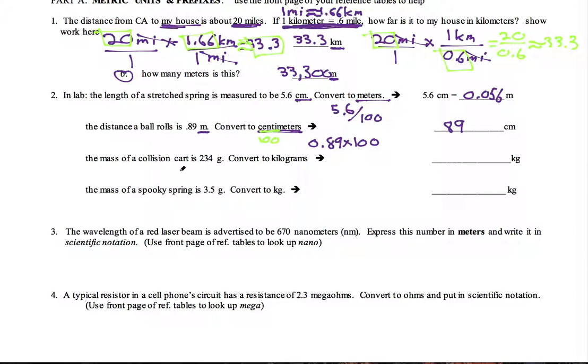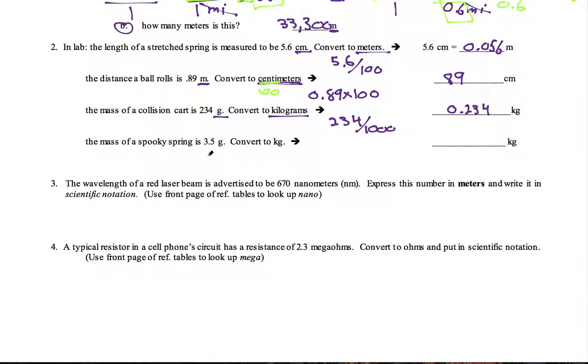The mass of a collision cart is 234 grams. Convert it to kilograms, so small to big now again. So just like up here, kilo meant 1,000, down here, kilo means 1,000. So we need to do 234 divided by 1,000, and that's going to give me 0.234 kilograms.